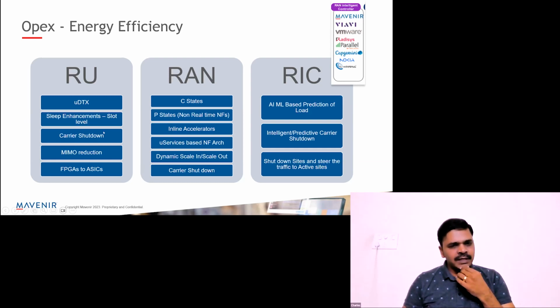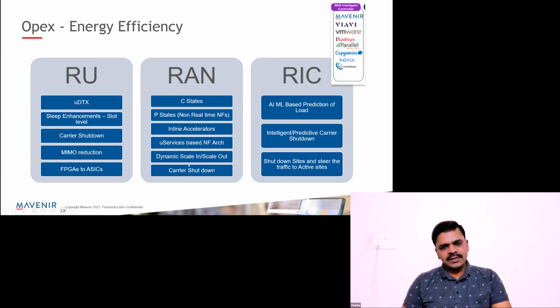And when you have multi-carrier sites, you go in for a carrier shutdown, thereby you can shut down all 4 power amplifiers for a particular band, as long as you have other bands which can cater to the traffic. And the other way the RU power is being tackled is migrating from FPGA-based to ASIC-based radios. As we move towards our Gen 2 radios, we are looking at integrating ASICs to reduce the power consumption on the radio side.